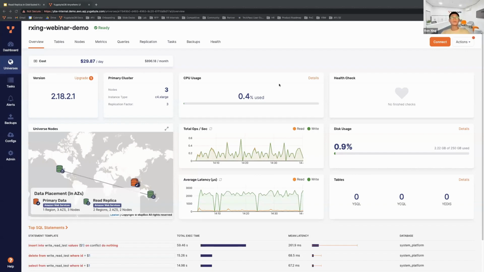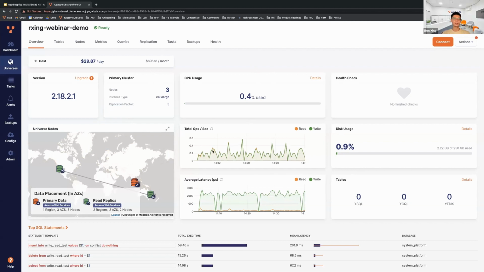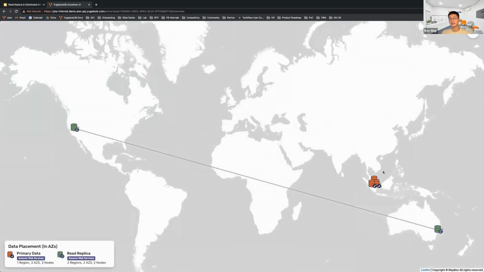Probably I will just do a quick demo on the replicas so you guys have a better idea of how a replica looks like. Okay. So this is the cluster that we created using a self-managed debug portal for Yugabyte. So I can actually create a three node cluster as a primary cluster, then two replica nodes. There's a map over here, so you can actually see how the cluster is formed.